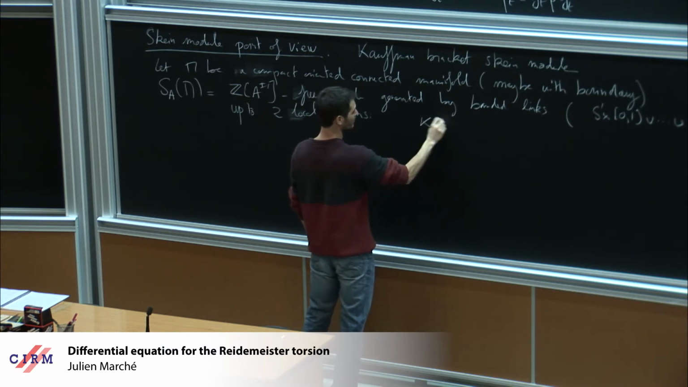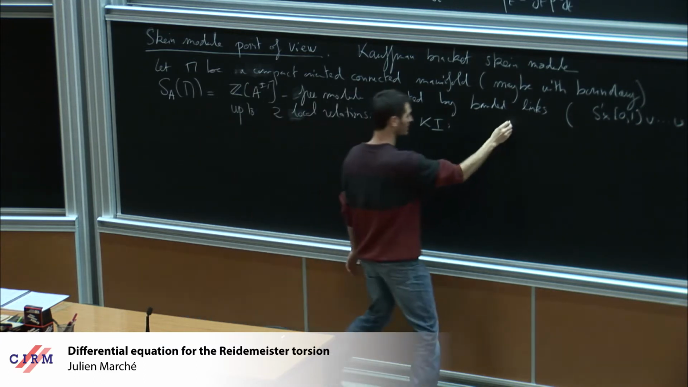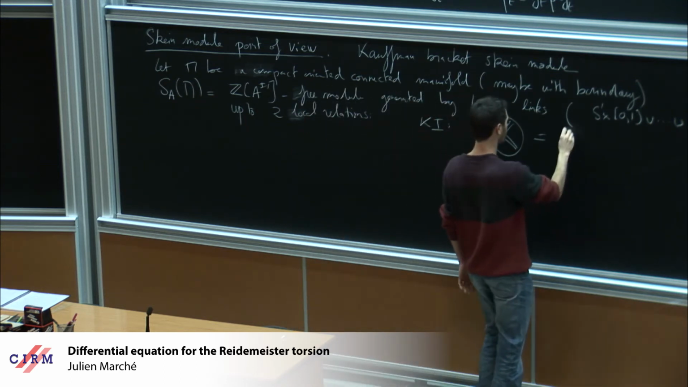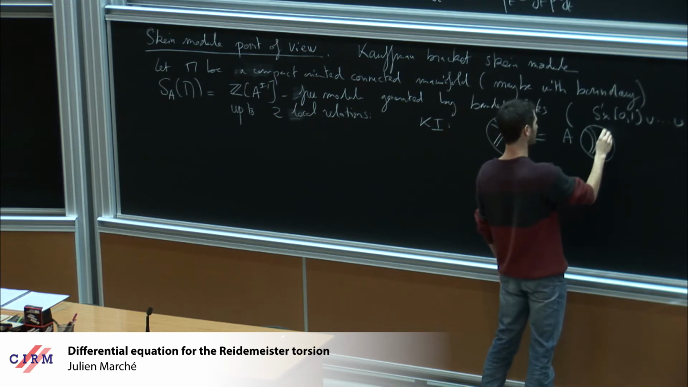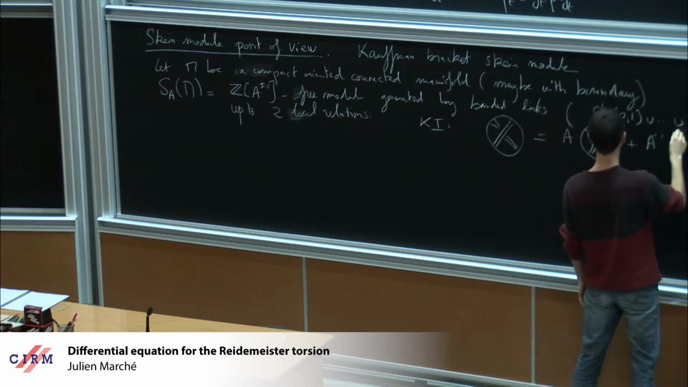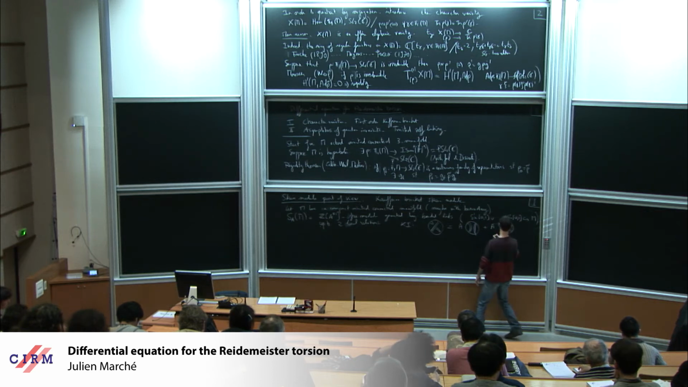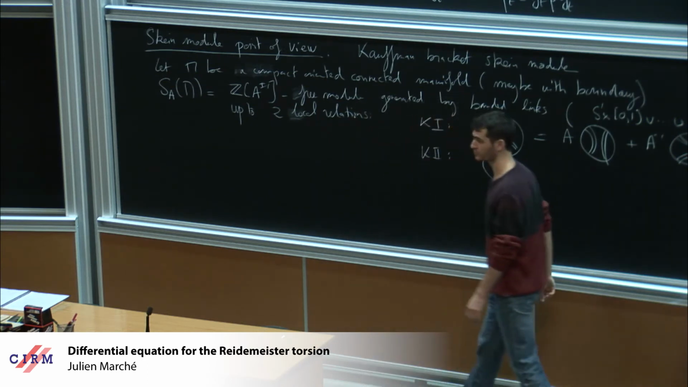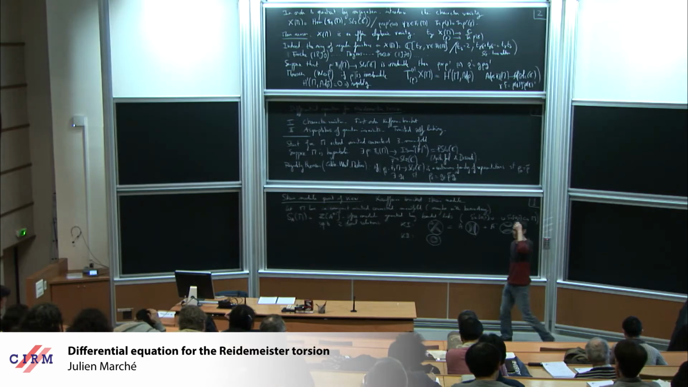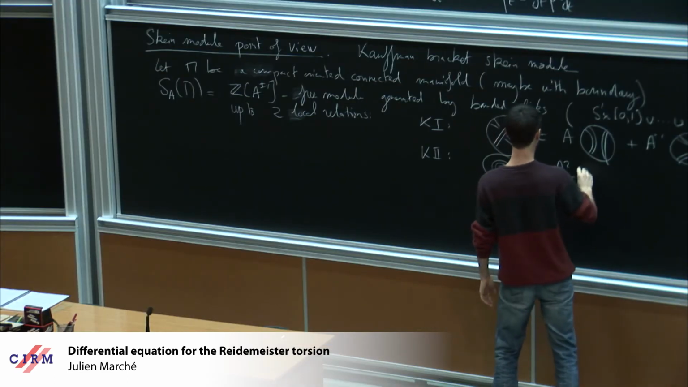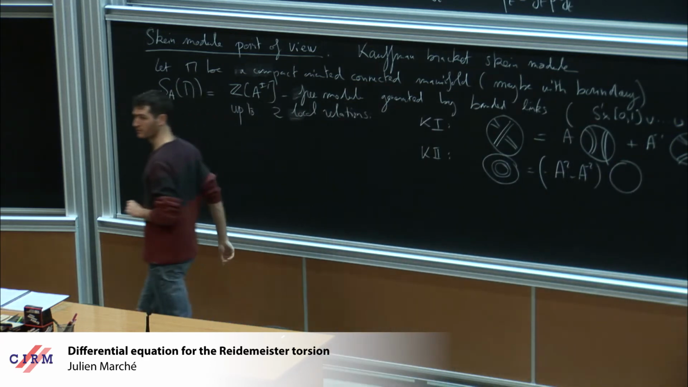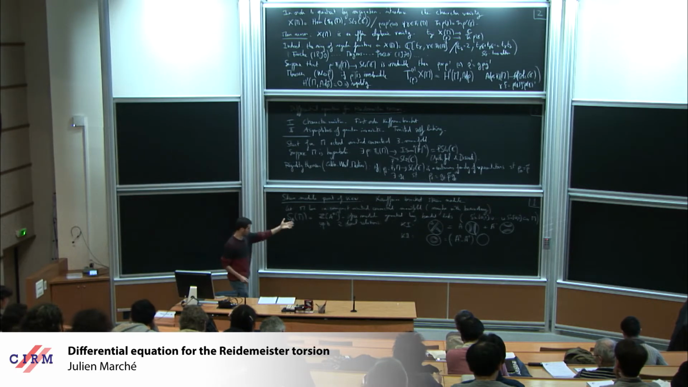The first one, Kauffman 1: once you find a crossing in a ball, you can replace it by something like that or something like that. This is the first Kauffman rule. And the second one: if you find a trivial knot in some link, you can remove it, and the result gets multiplied by minus A squared minus A to the minus 2. You remove the trivial knot, and this is the second relation.